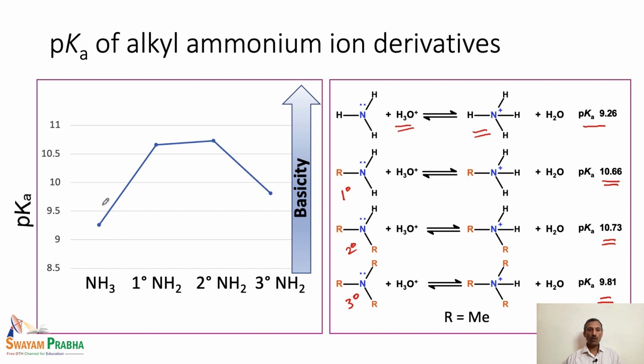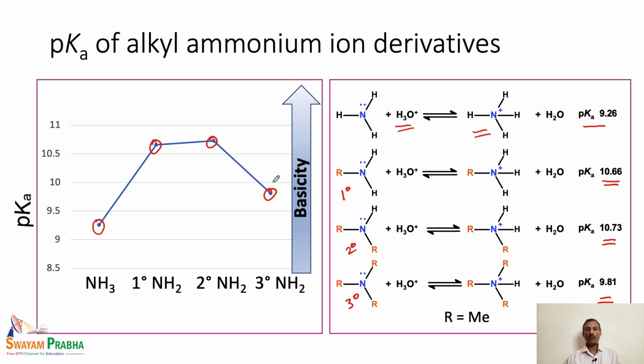ammonia has the lowest pKa. In other words, it is less basic, and the basicity increases drastically to the primary amine, and increases a little bit more to the secondary, and for the tertiary it actually drops. So pictorially you can follow this. This is because of the steric reason.